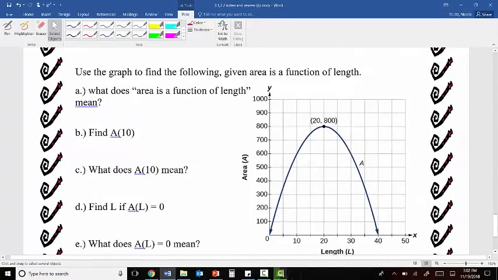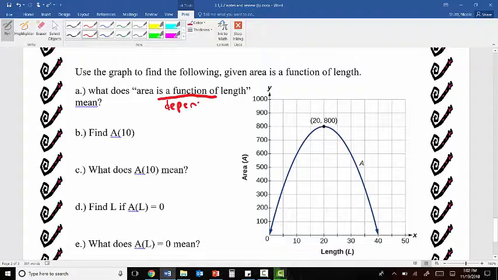Our last example is going to be comparing length of probably like a rectangle or something to area. So instead of x and y, we'll be using L and A. So we just want to get used to changing out our variables. So notice as length changes, your area changes. So your area gets bigger and then eventually it starts getting smaller again. So it first wants you to decide what does area is a function of length mean, and is a function of is really code for depends on. It's just a little bit more grown up. So area depends on length.